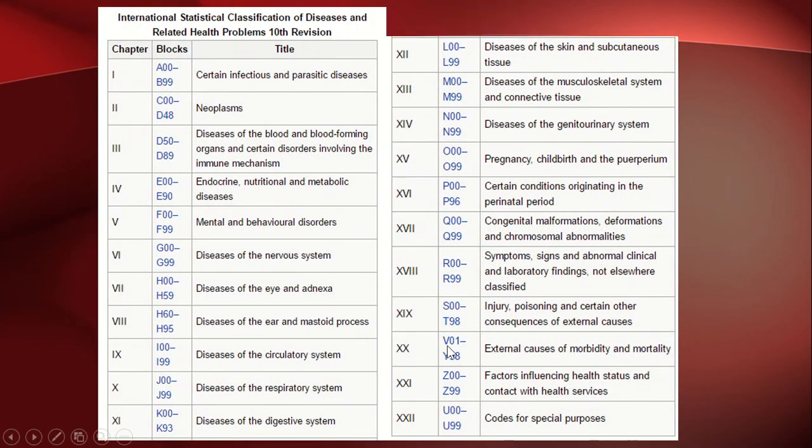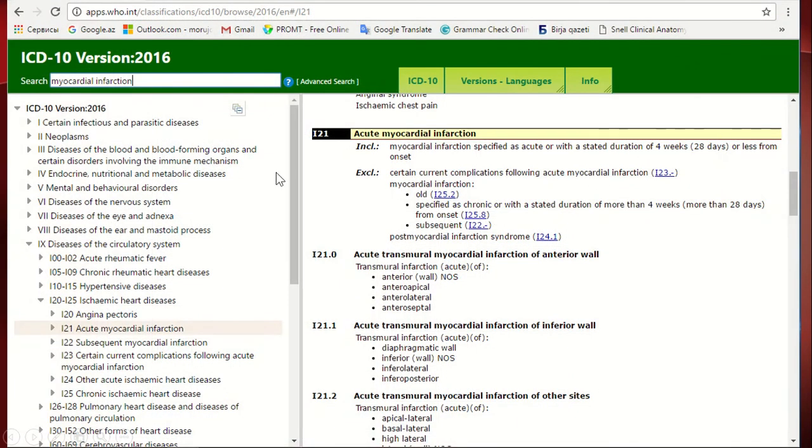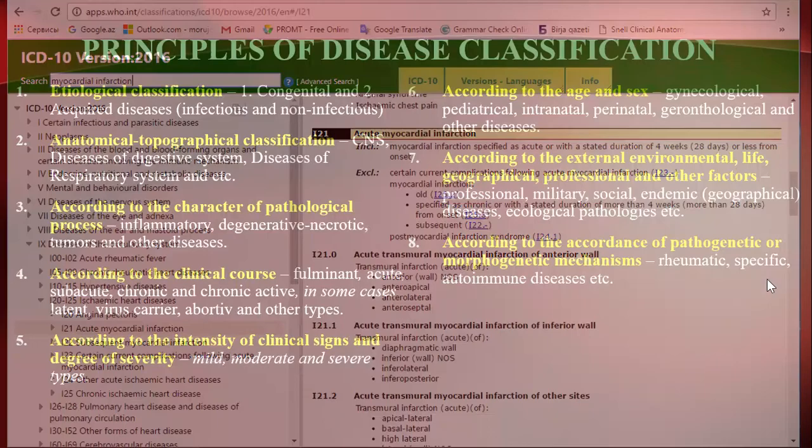Here you see the schematic illustration of the ICD-10 revision. As you see here, the diseases are grouped into 22 nosological groups. And here I add the online version of the ICD-10 classification. For example, here when you enter acute myocardial infarction, you will find the following subcodings regarding the acute myocardial infarction.